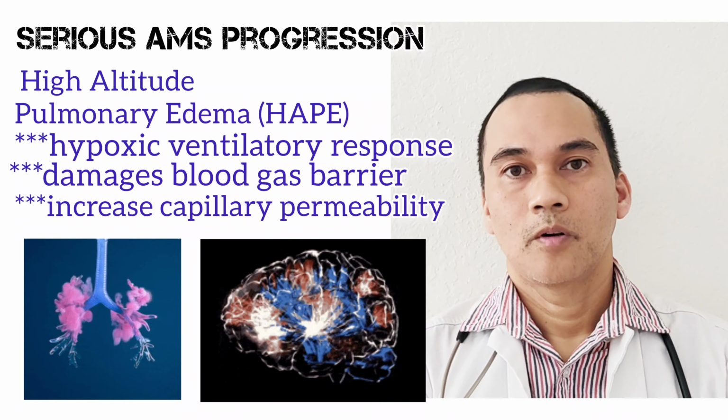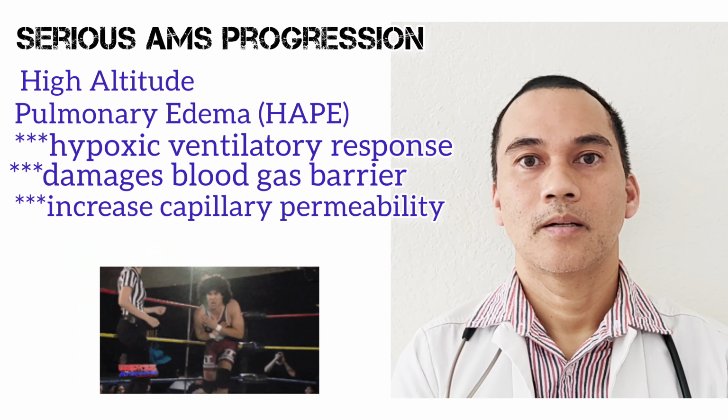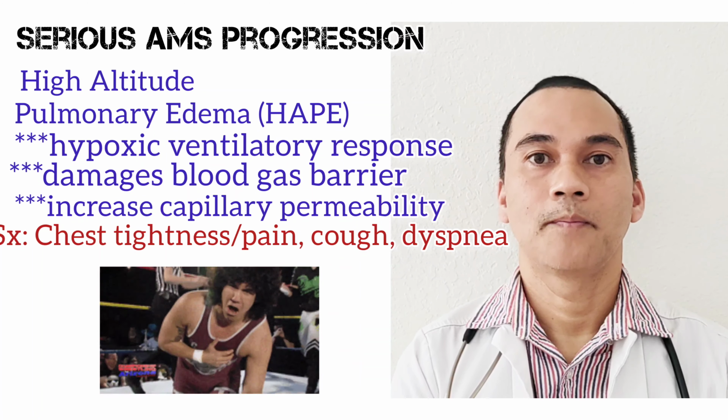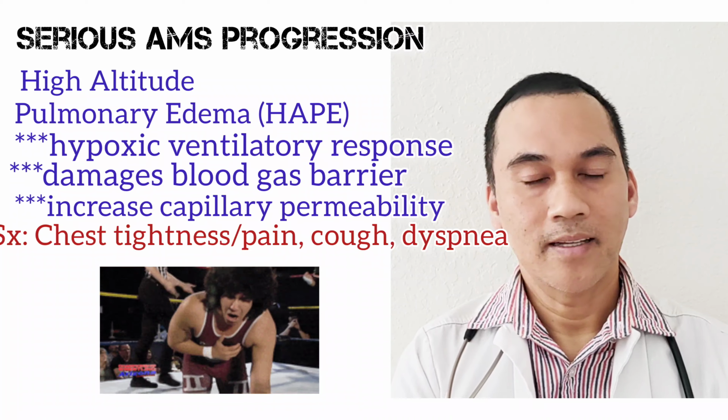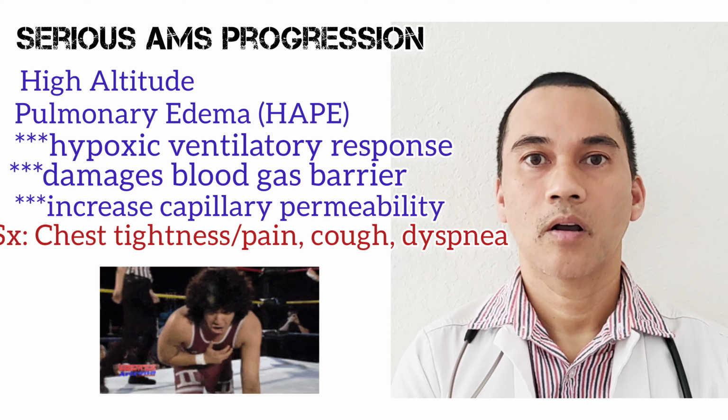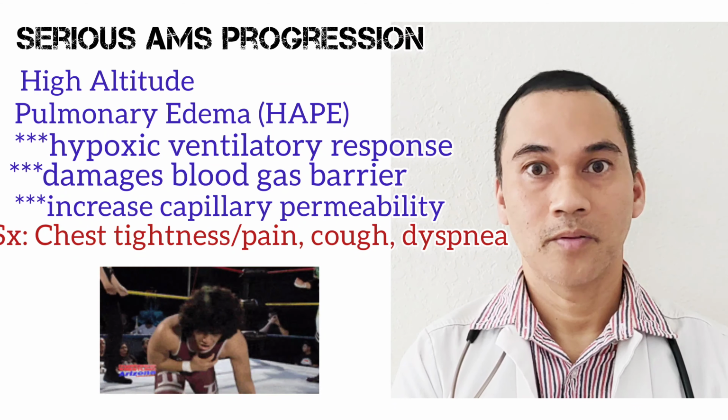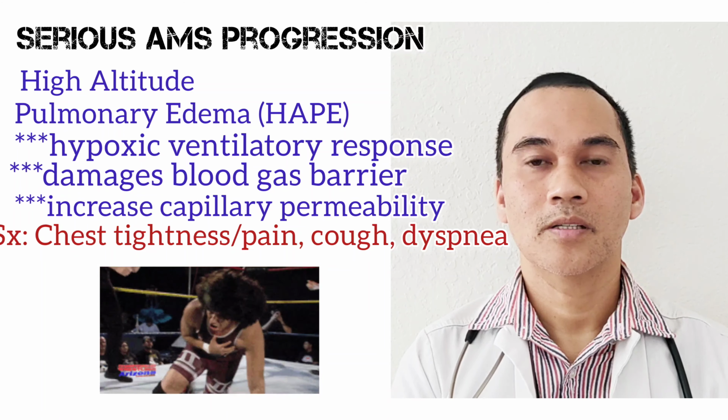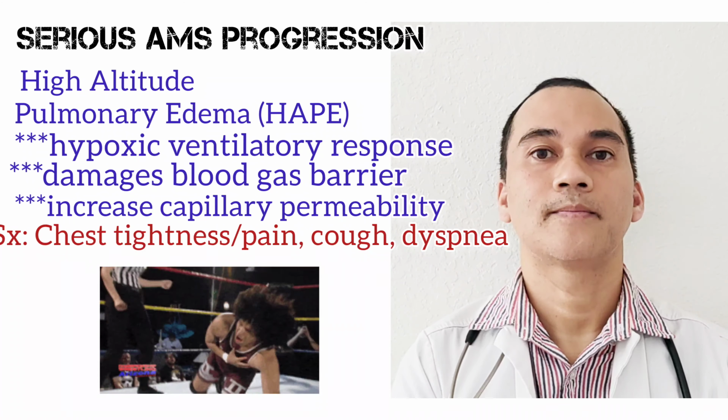What are the symptoms of pulmonary edema, the high altitude pulmonary edema? Chest tightness or pain, cough, dyspnea at rest, and then decreased exercise tolerance.